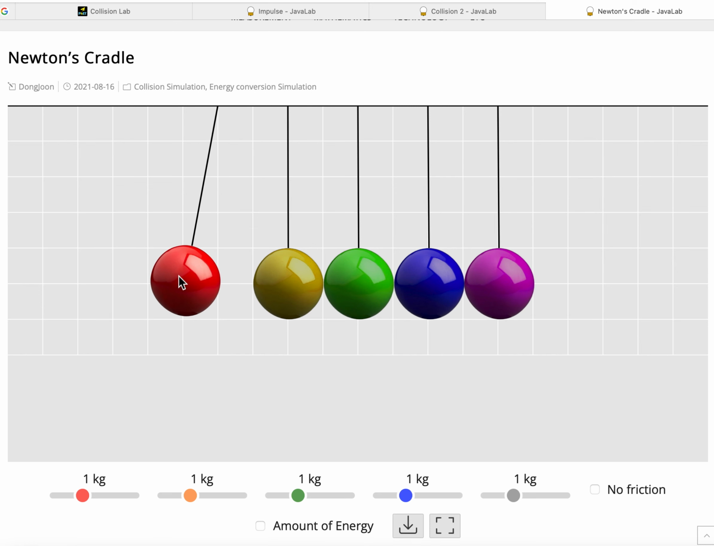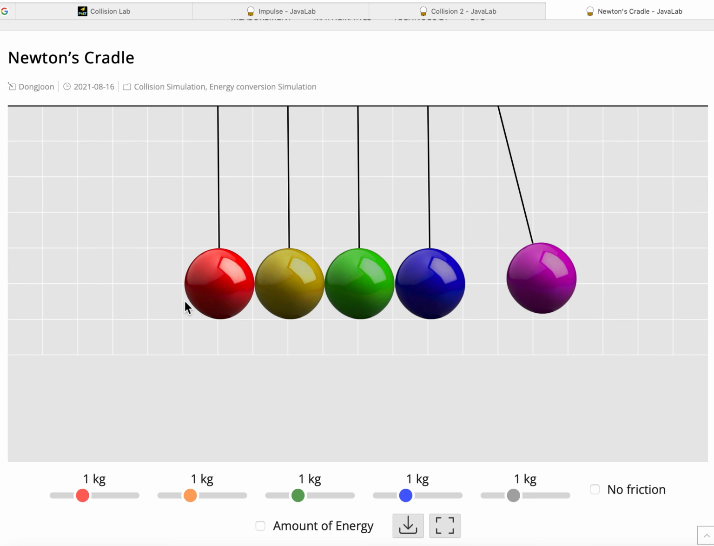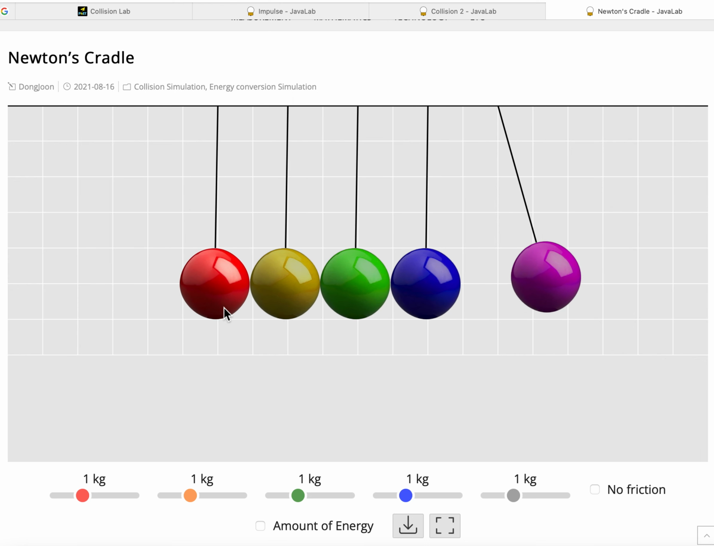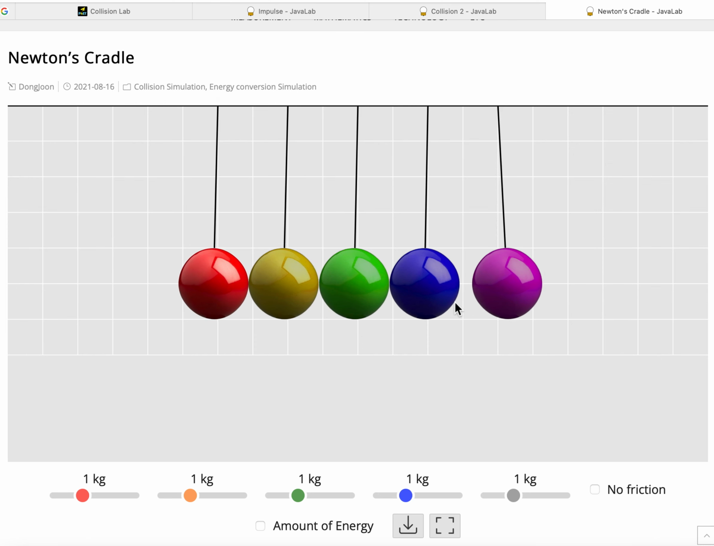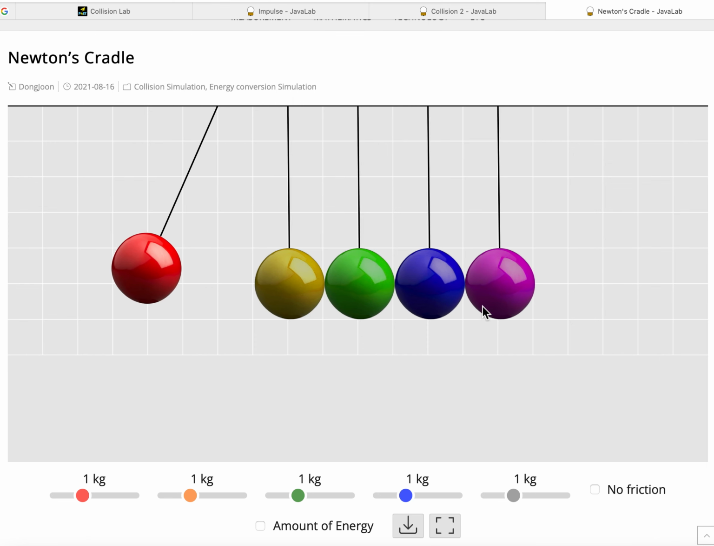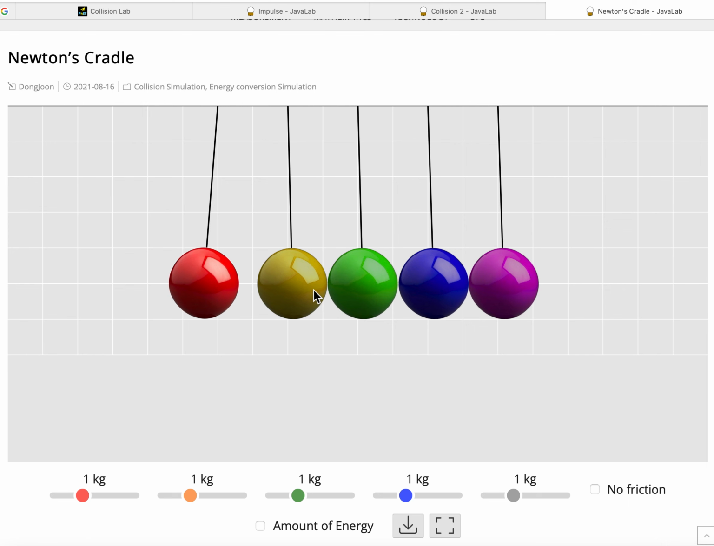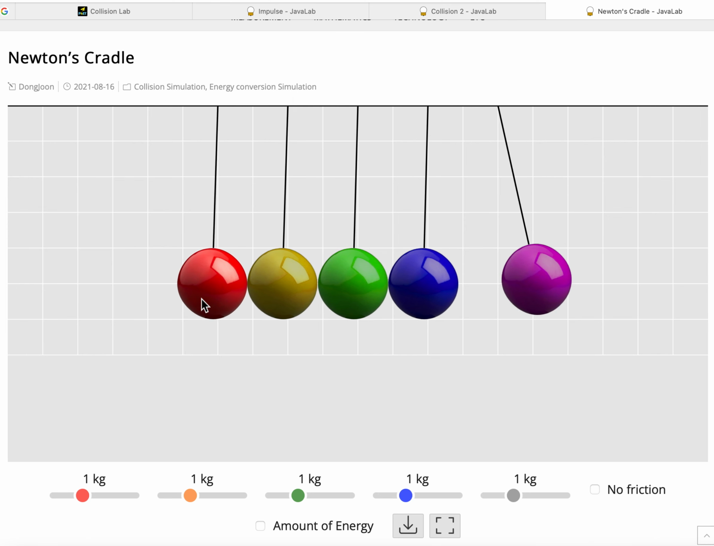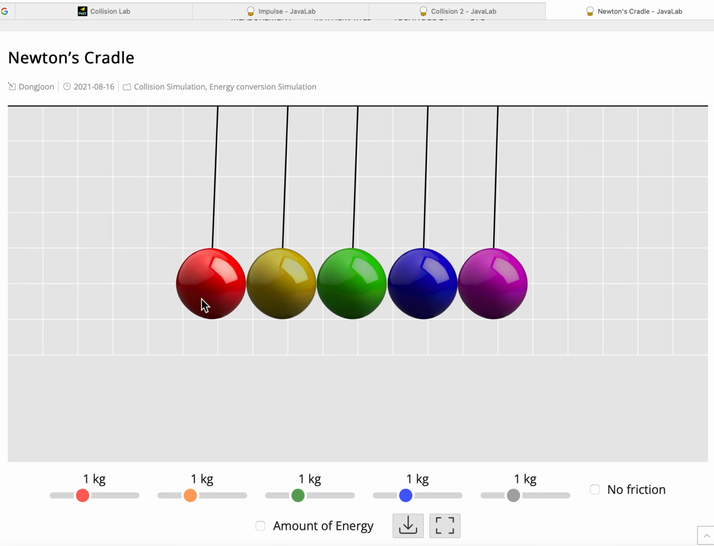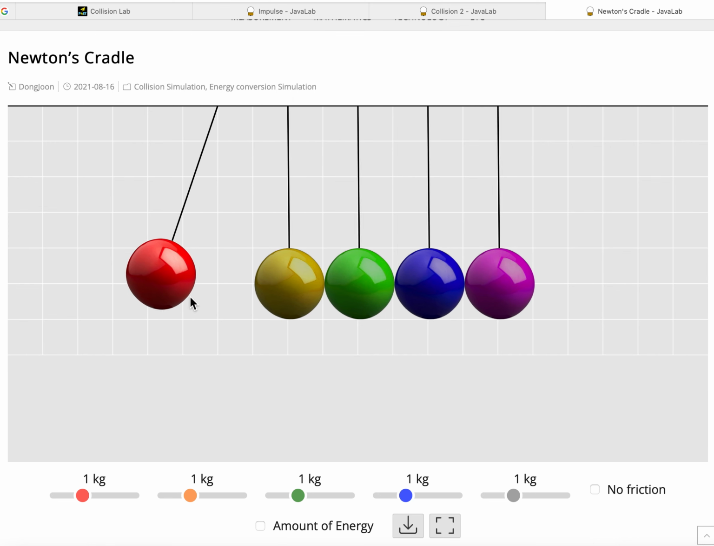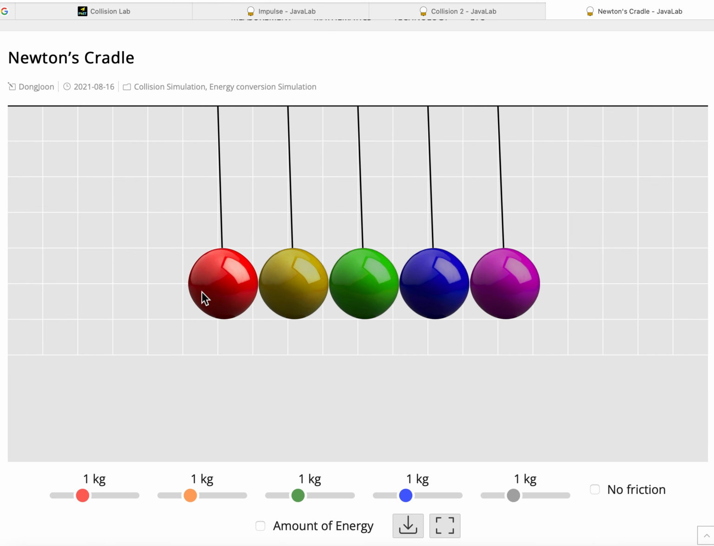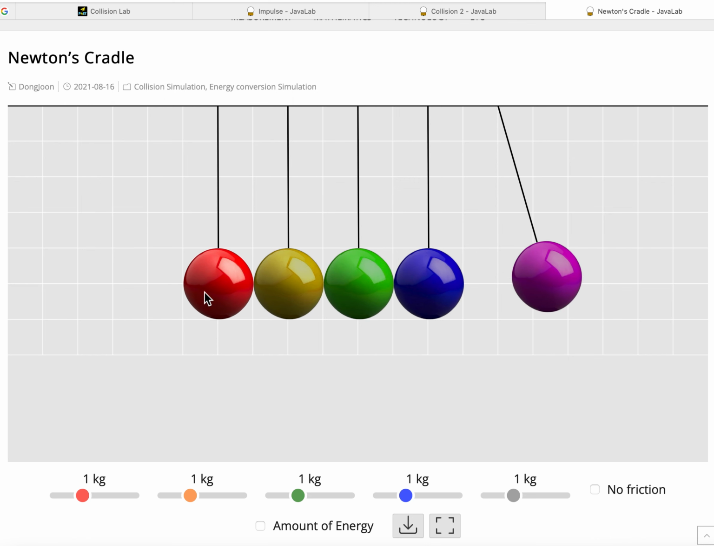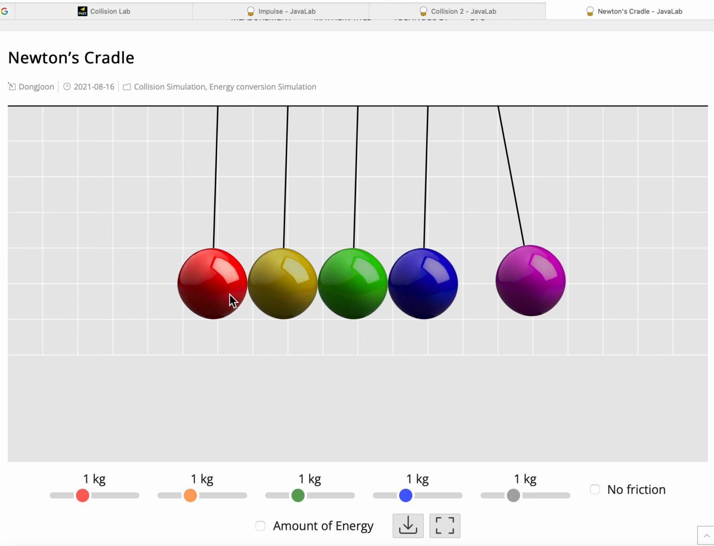So after the collision, you notice that one red ball enters and one purple ball leaves. But in terms of units, one ball enters and one leaves. Essentially what that means is that if there is no external force acting, then the total momentum before the collision is going to equal the total momentum after the collision. So let's look at it in this case.